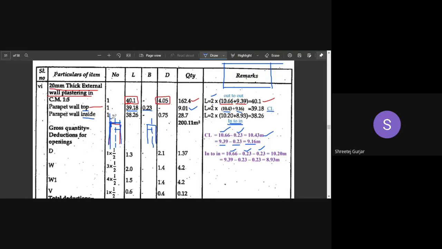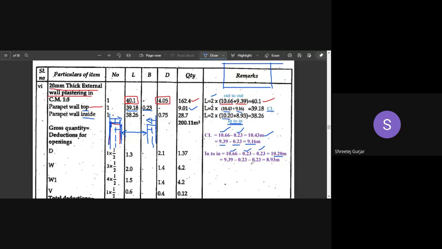So minus 0.23 will give you your inside distance from here, and here also minus 0.23. So you get your inside distance, right? This is the inside distance that you get. So minus 0.23 here, minus 0.23 here. So that is how you get your inside distance. That is 10.2, which we have written here.